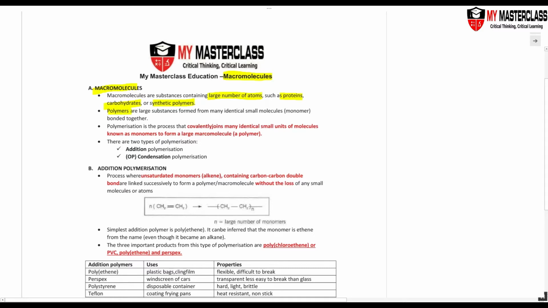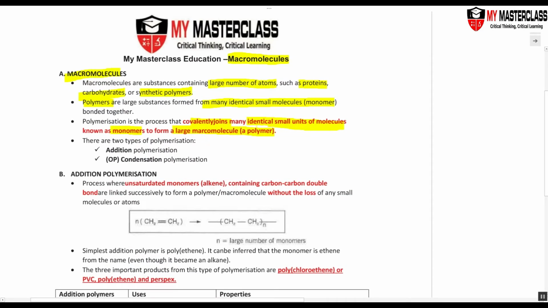Okay, polymers are made from many identical small molecules. We call them monomers. Polymerization is the process that covalently joins many small units of identical molecules, known as monomers, to form a large macromolecule known as a polymer. So poly is a lot, mono is one. So one is the simple unit, and then this simple unit joins covalently to form a polymer.